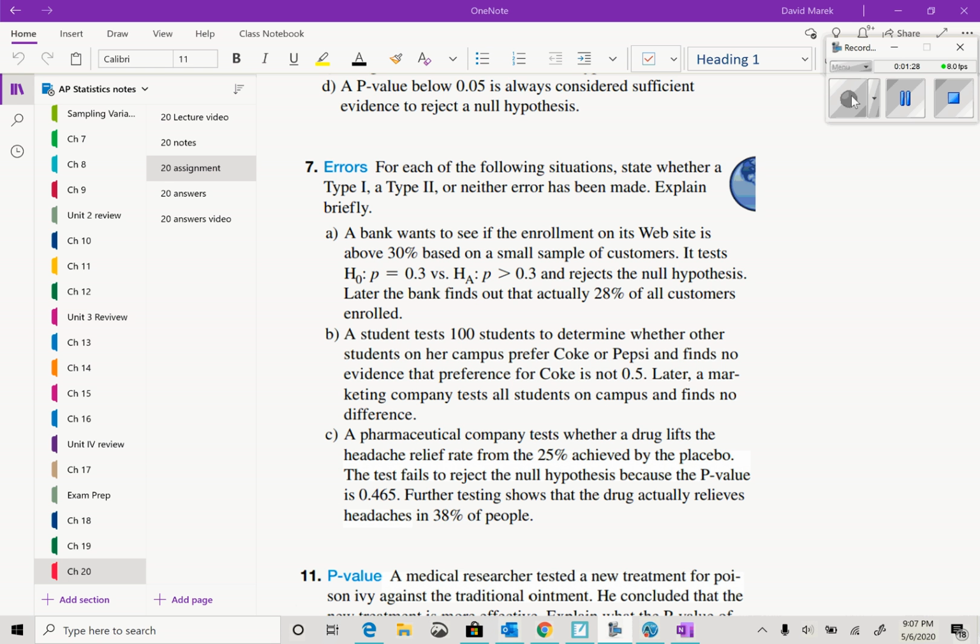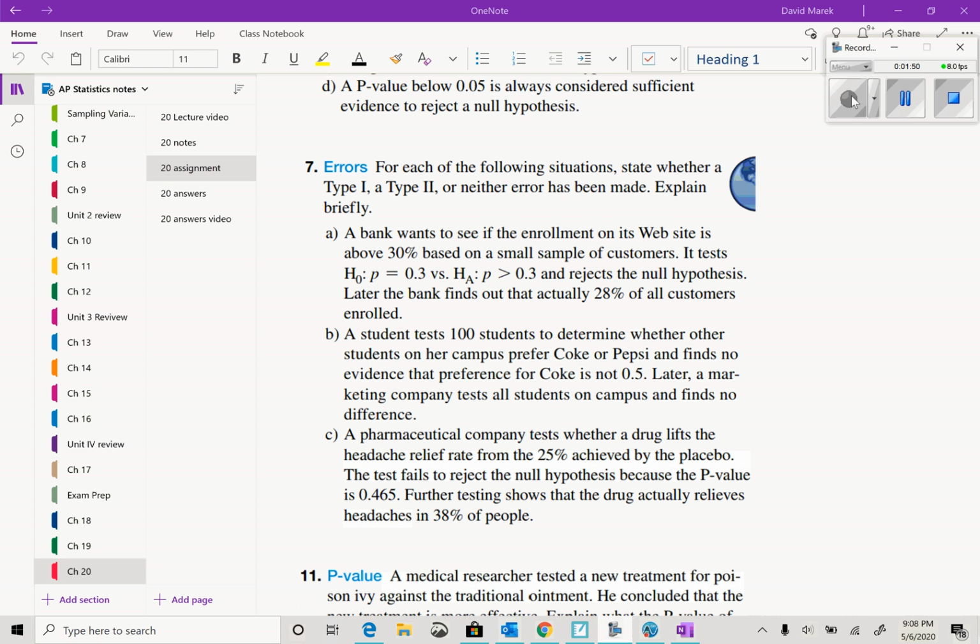And that's what's happening here in Part A. We're hoping that the enrollment in the website is above 30%. We run a test, it rejects the null hypothesis, and later they find out that they should not have rejected that null hypothesis. That's a Type 1 error.